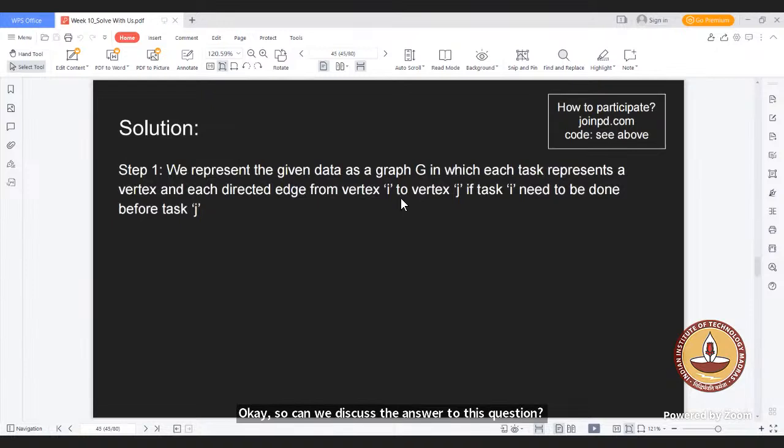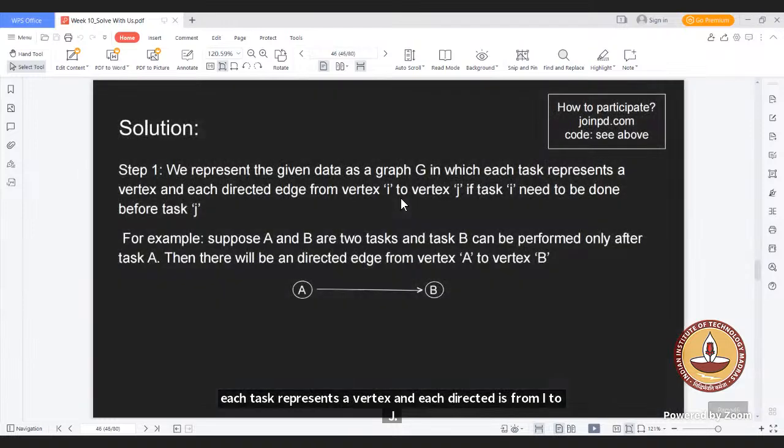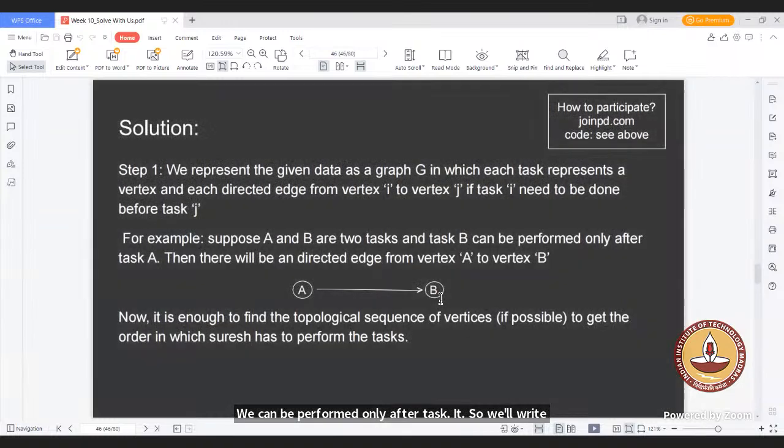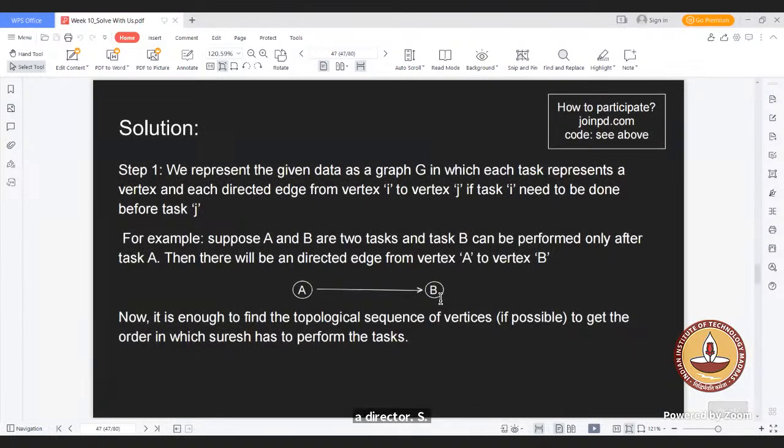We represent the given data as a graph G in which each task represents a vertex and each directed edge from I to J if I needs to be done before J. So for example, A and B are two tasks and task B can be performed only after task A. So we'll write a directed edge from A to B. So now it is enough to find the topological sequence of vertices to get the order in which Suresh has to perform the tasks.